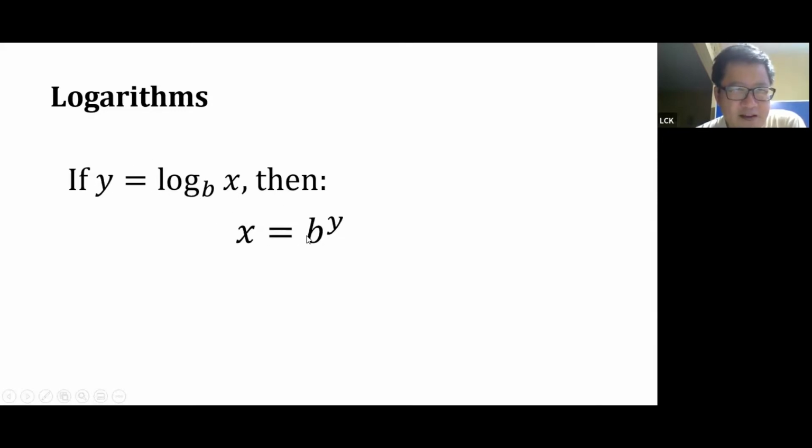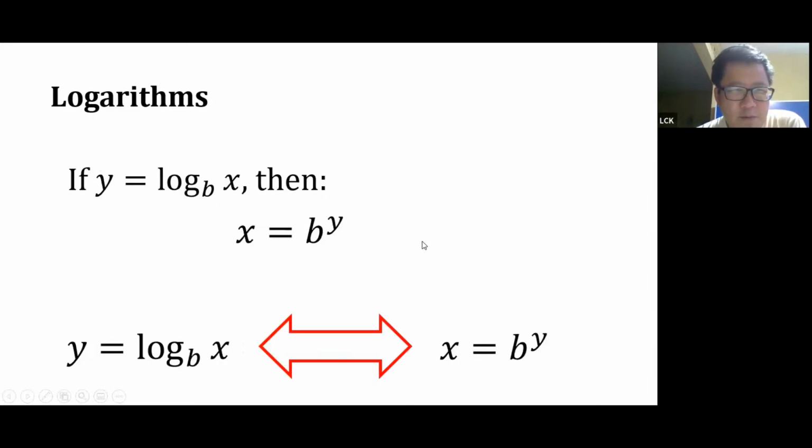All right, so you see they are both similar, they express the same information, but they are expressed slightly differently. Kind of like two different languages. So here is the language of logarithm, this is the language of indices. So y equals log to the base b of x, therefore x equals b to the power of y.